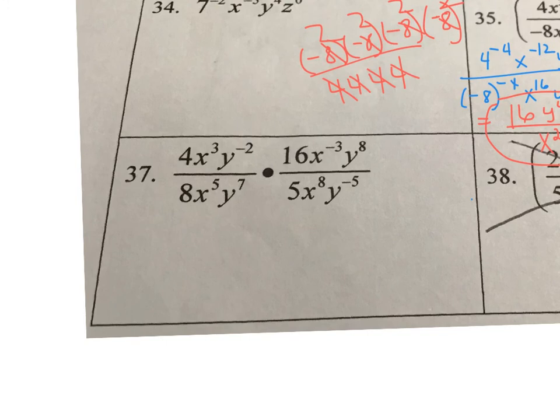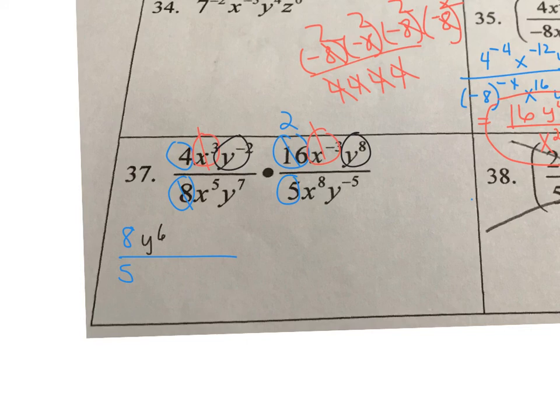All right, so first things first, I'm going to look at my coefficients. So I have a 4, an 8, a 16, and a 5. Well, I know 8 goes into 16 twice. So now I've got a 4 times a 2 on the top, and on the bottom I have a 5. So my coefficients are done. All right, so if I look at my x's on top, I've got x to the 3rd and x to the -3rd. Well, that's 0, so those are gone. If I look at my y's on top, y to the -2nd and y to the 8th, -2 plus 8 is 6, so that's y to the 6th.